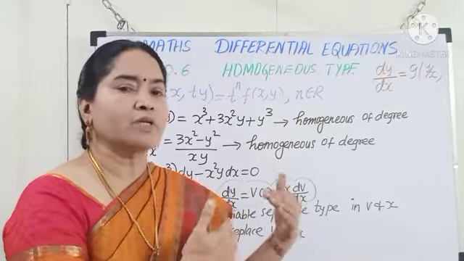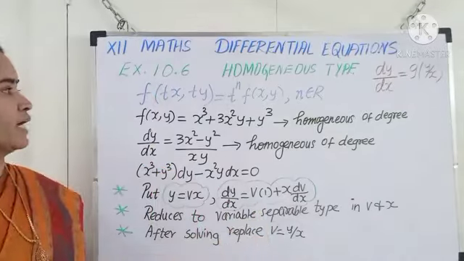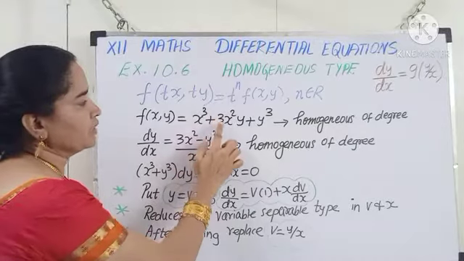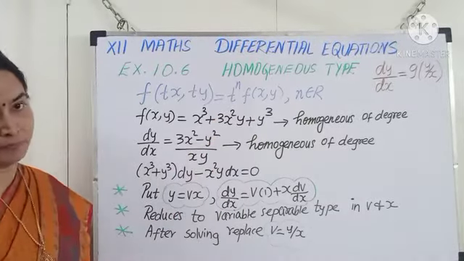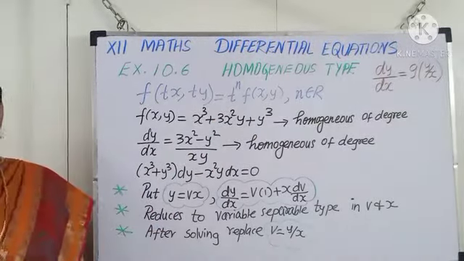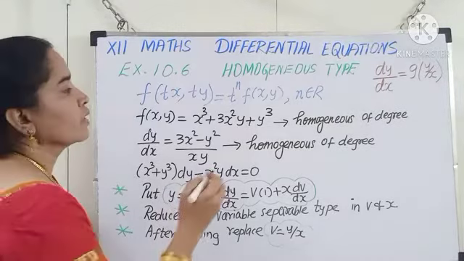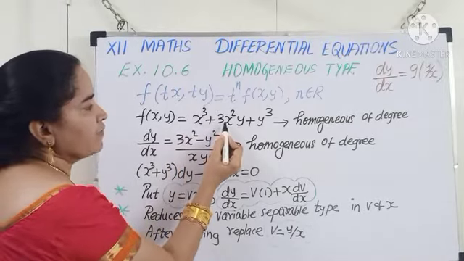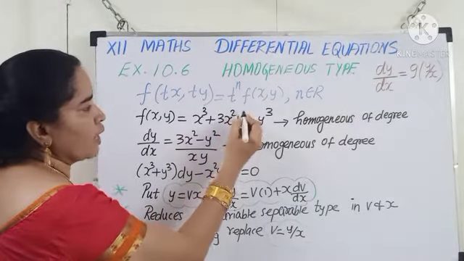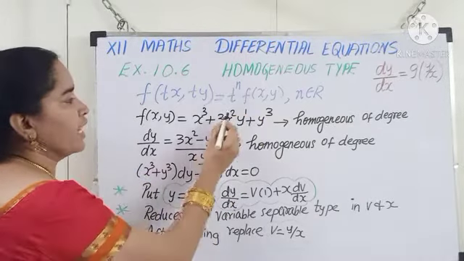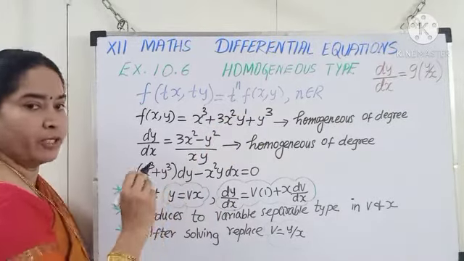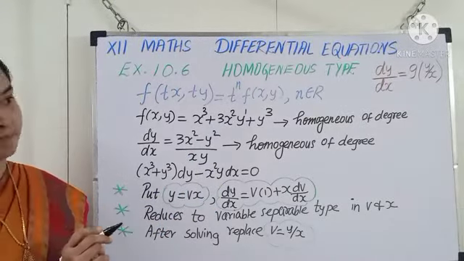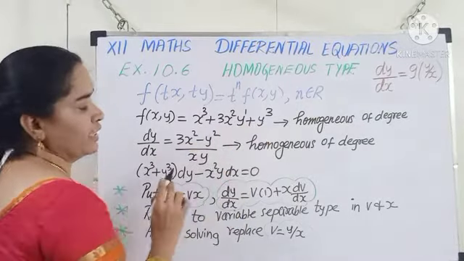Now, how are we to relate here? Now let us look at an example. Suppose I have f of x, y equals x power 3 plus 3x square y plus y cube. This I will declare a homogeneous type. Of what degree? x power 3. Here I have x square, the degree is 2, y the degree is 1. Together 2 plus 1, 3. Why do I add? Whenever I multiply, I need to add the degrees. The third term also the degree is 3.